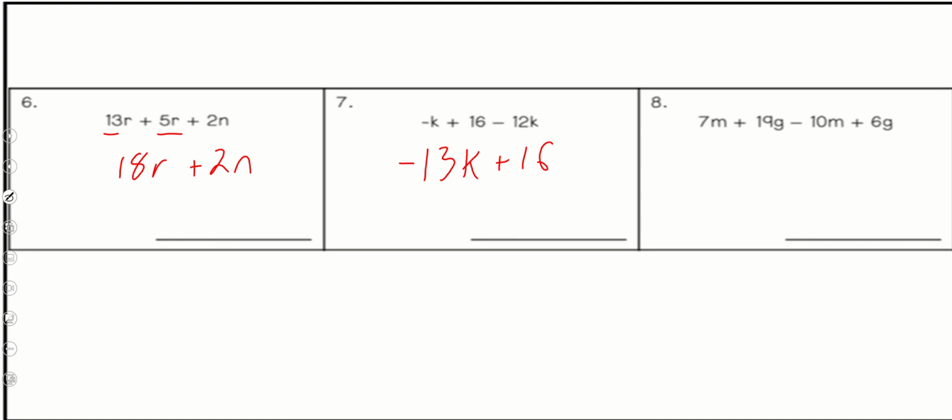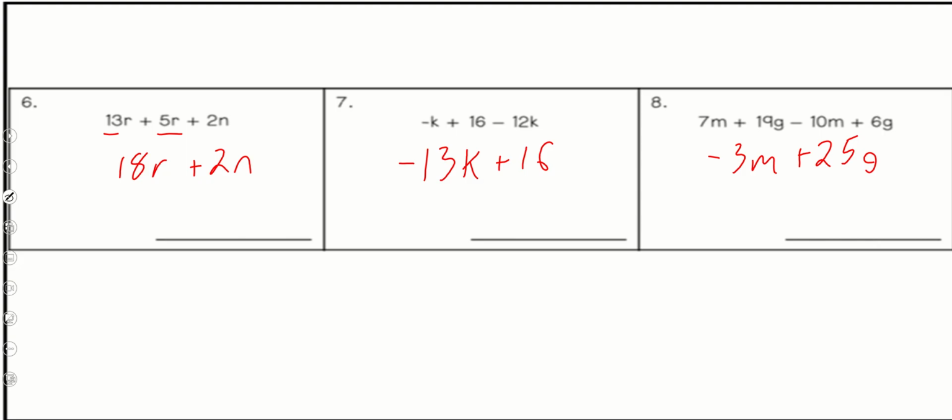Number 8 here. Lenny? 17M plus 25G. Nope. Kari? 17M minus. Ford? Negative 3M plus 25G. Negative 3M plus 25G. All right, so signs are important again with this, okay?